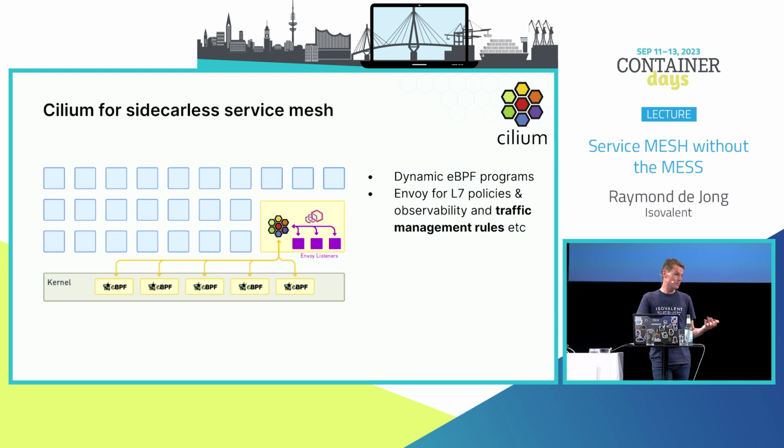Cilium runs as a daemon set, so the Cilium agent runs on each node. And with Service Mesh, we use Envoy inside the Cilium agent for the proxy capabilities. Each namespace will get a dedicated listener powered by Envoy in Cilium, centralized on the node. So instead of having a proxy per workload, we use a proxy-per-node model, and we use eBPF to attach traffic to that proxy.